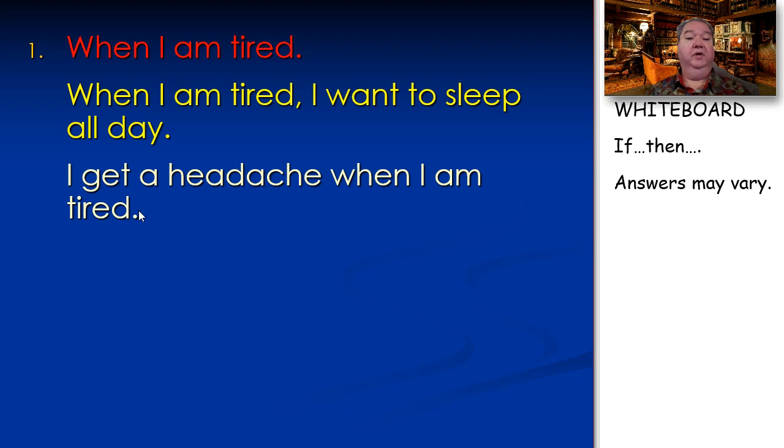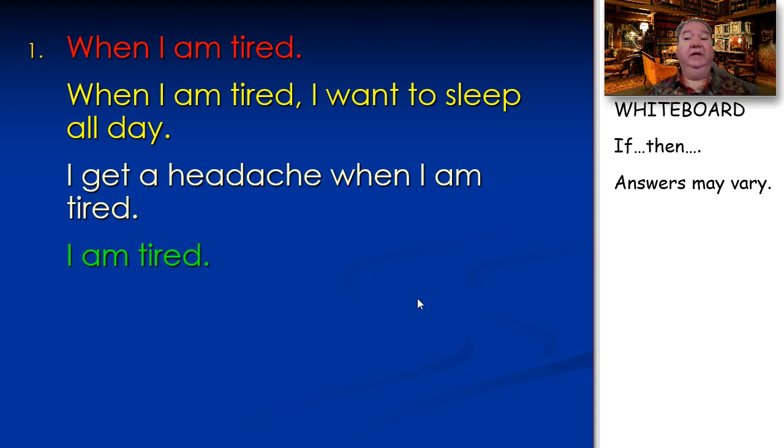Or we could put an independent clause first. I get a headache. Independent clause. Why do I get a headache? Or when? I get a headache when I am tired. So now we have the independent clause followed by the dependent clause, no comma needed.